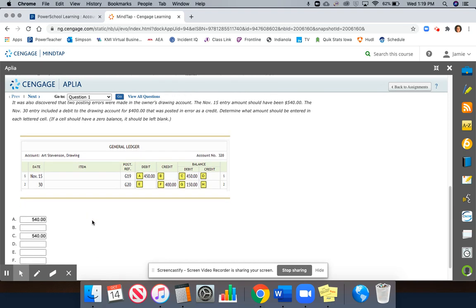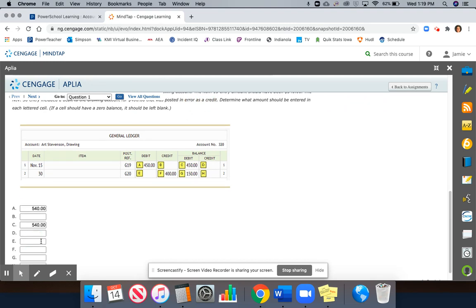The next line, on the 30th, it says that we included a debit to the drawing account for $400. That was posted in error as a credit. So where we have E, that should have been a debit of $400. F should be blank, shouldn't be an amount at all.